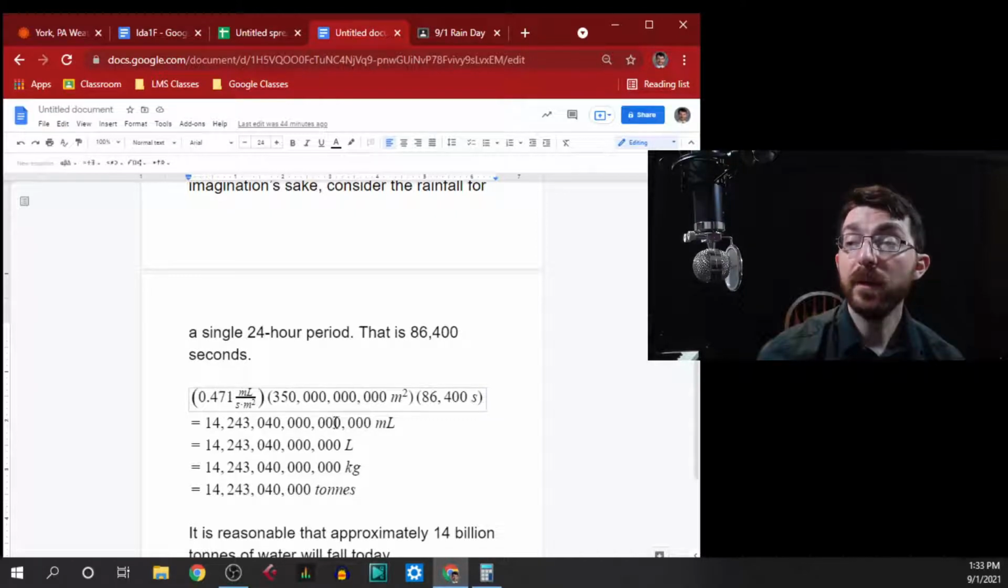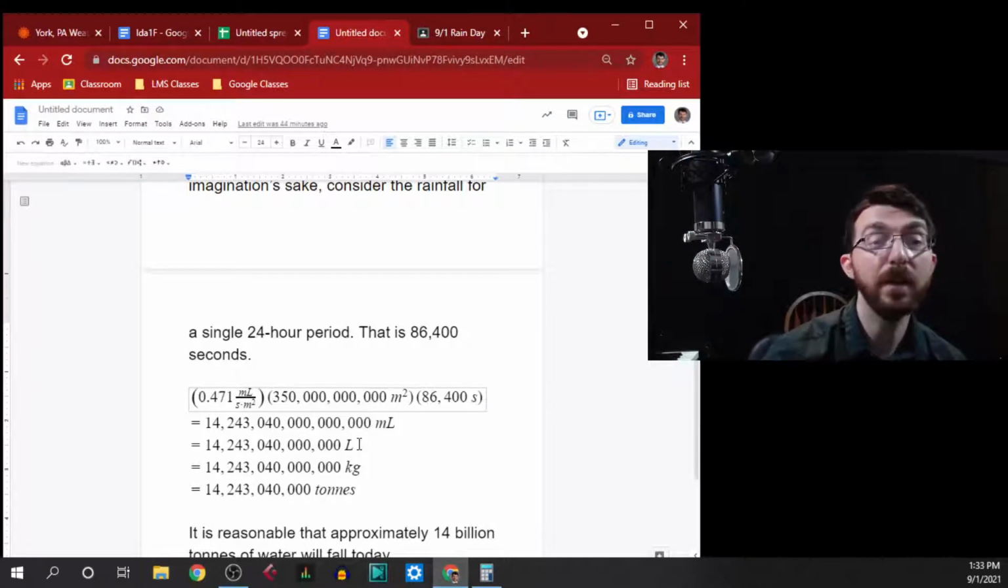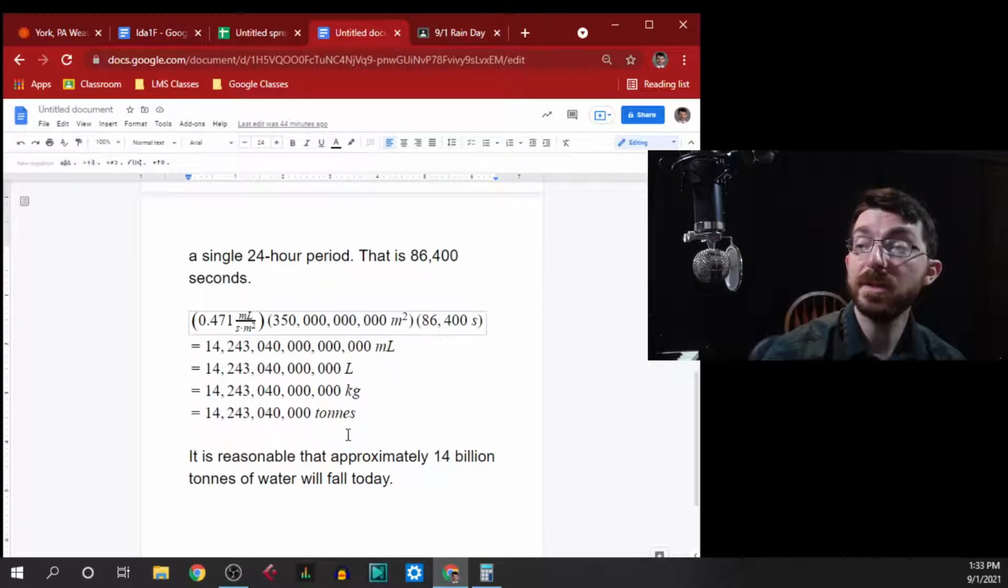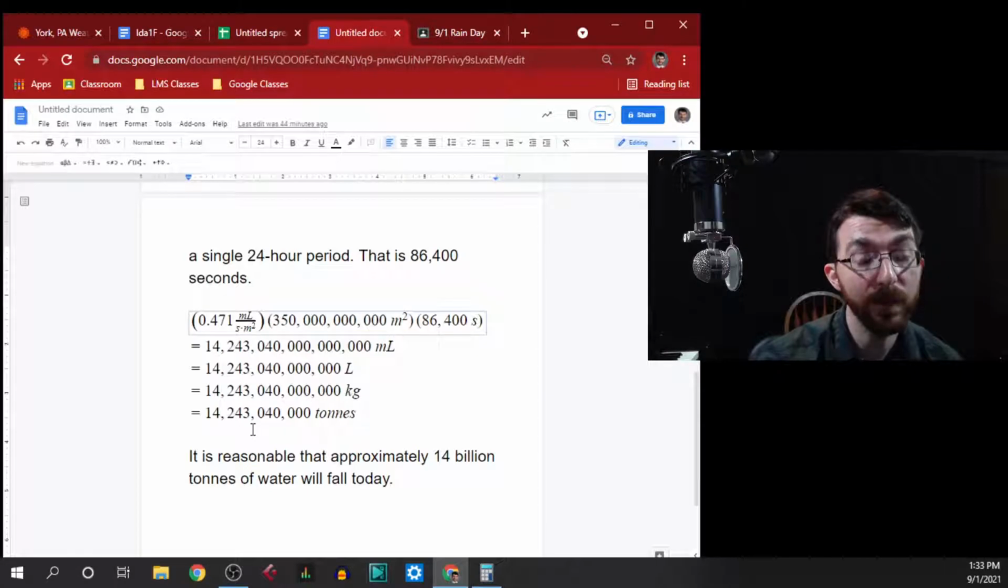Divide by 1,000, convert that to liters. Remember, the density of water is a gram per milliliter, which is a kilogram per liter. And so just divide it by 1,000 again. We're talking 14 billion tons.